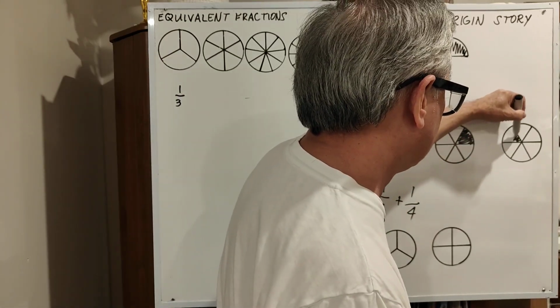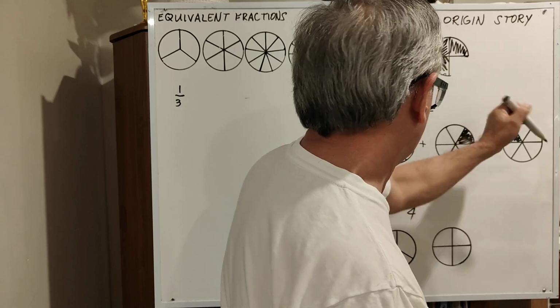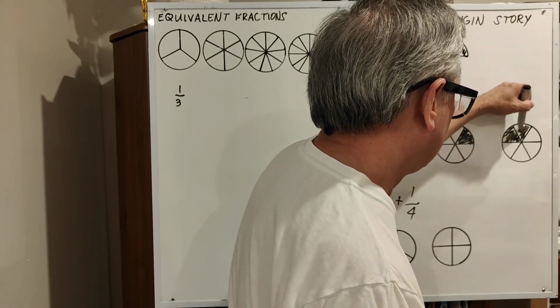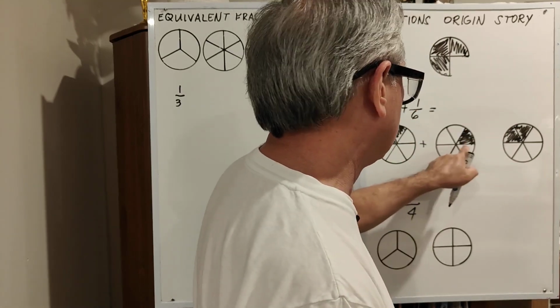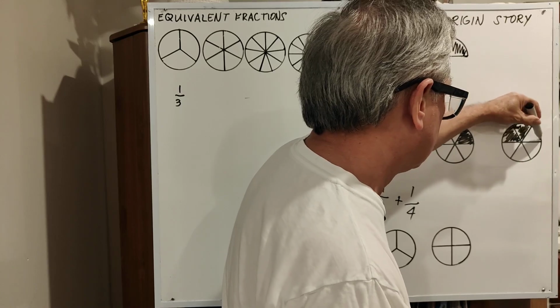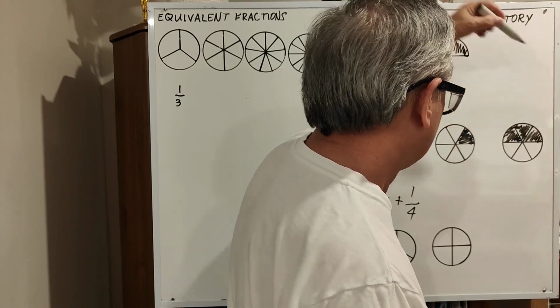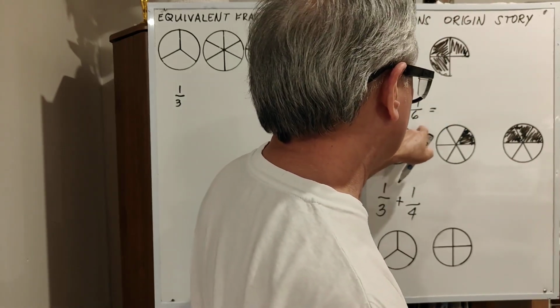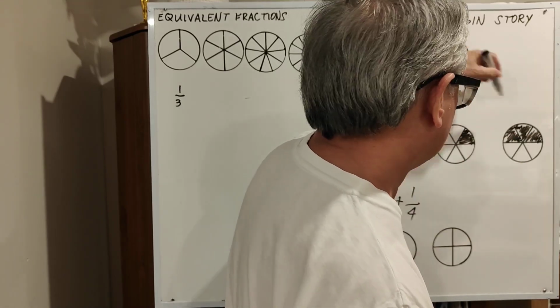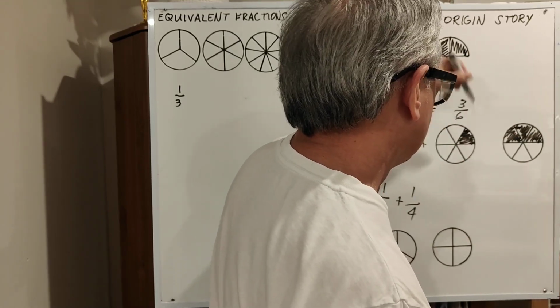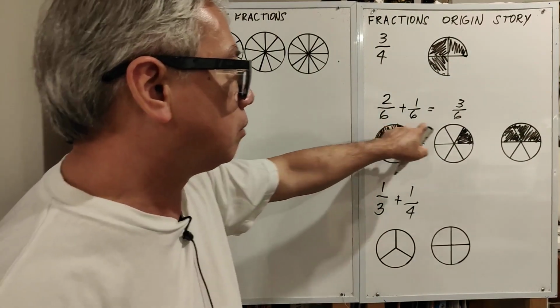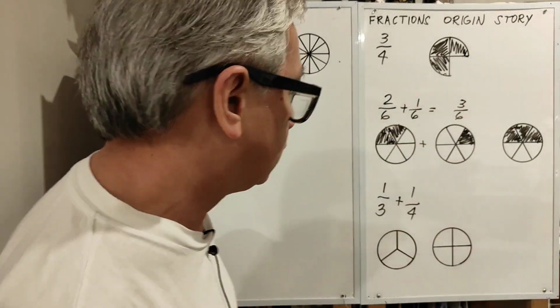So if we add this, I will shade this first in here. So that would be here, 1 and 2. And then I'll add 1/6. So I'll just shade this one. So 2/6 plus 1/6 will be 3/6. So you just copy the denominator and you add the numerators.